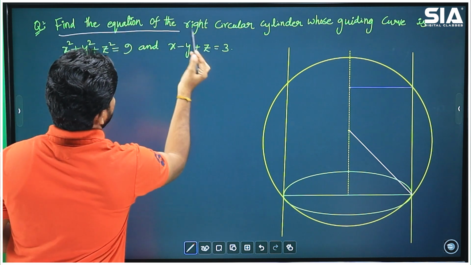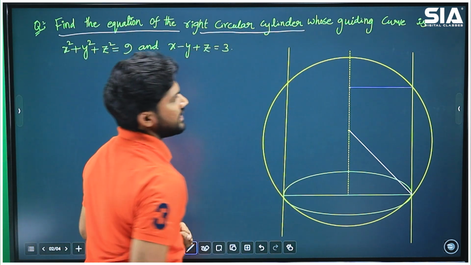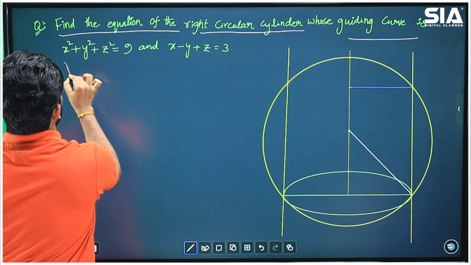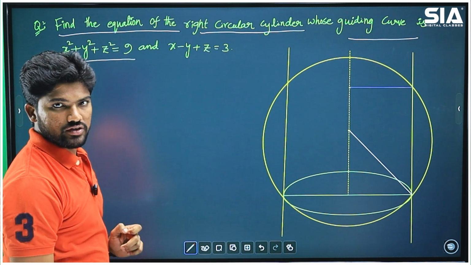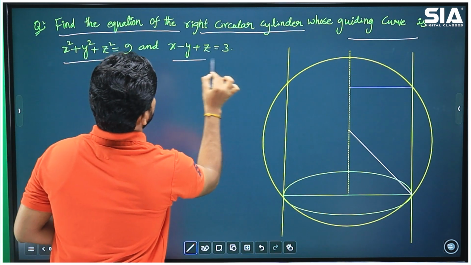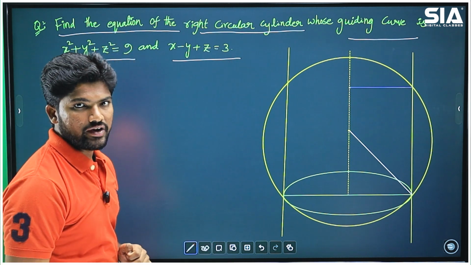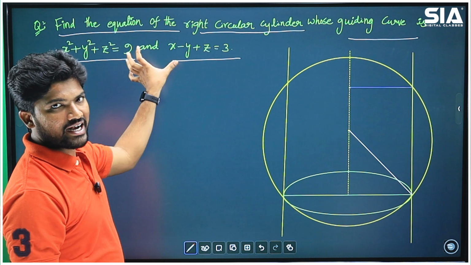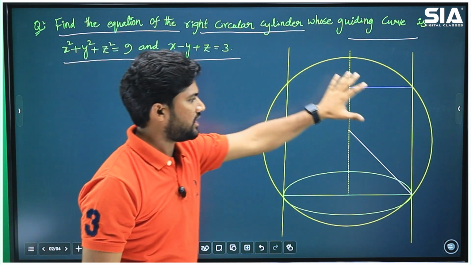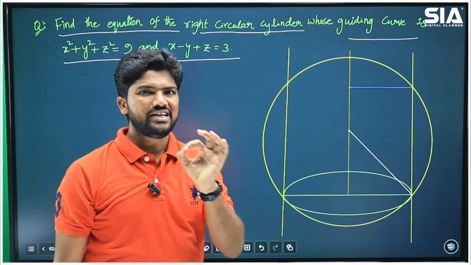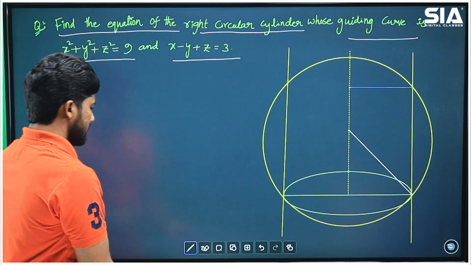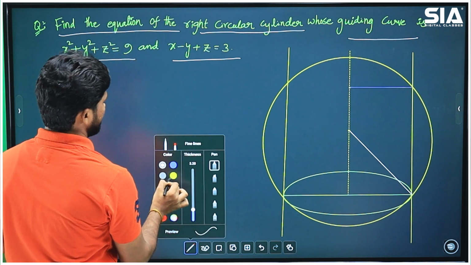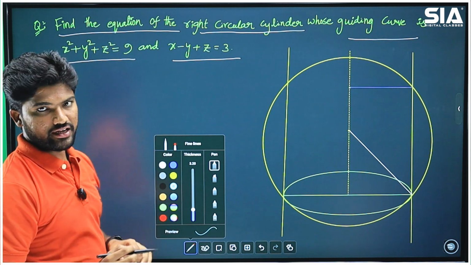Find the equation of the right circular cylinder whose guiding curve is x square plus y square plus z square is equal to 9 and the plane equation x minus y plus z is equal to 3. Okay, with the help of the given guiding curve we have to find the equation of the right circular cylinder. You know very well what is the process to find the equation of the right circular cylinder.